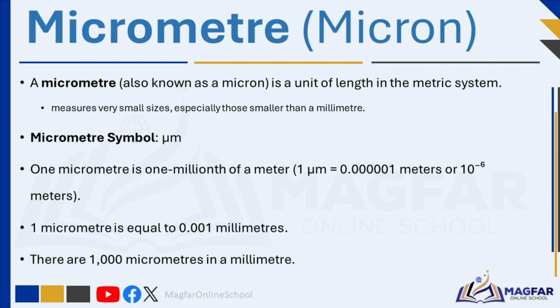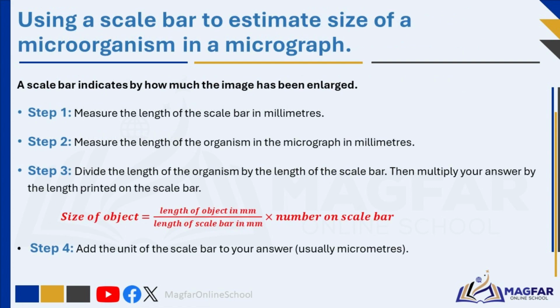Imagine a millimeter on a ruler. Now, divide that millimeter into 1,000 equal parts. Each of those tiny parts is 1 micrometer. So how do we use a scale bar to estimate the size of a microorganism in a micrograph? A scale bar indicates by how much the image has been enlarged. For example, if you measure the bar with a ruler and get 8 mm and it's written 200 microns on the bar, then everything in the micrograph that is 8 mm long is 200 microns in real life.